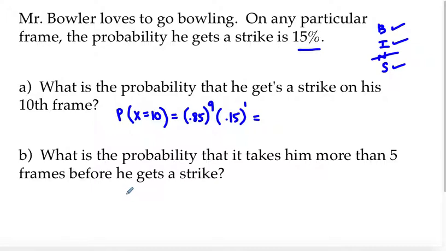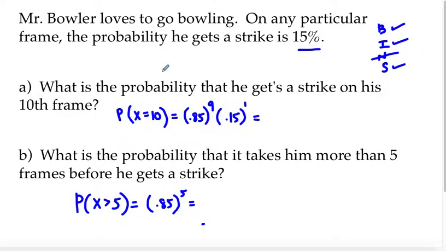For part B, what's the probability that it takes him more than 5 frames before he gets a strike? So the probability that it takes more than 5. So I don't know when the strike happened. I don't know which frame the strike happened. All I know is that the first 5 frames he did not get a strike. So the first 5 were a fail. So it'll be 0.85 to the 5th. That's all I know. Type that in your calculator and get your answer.